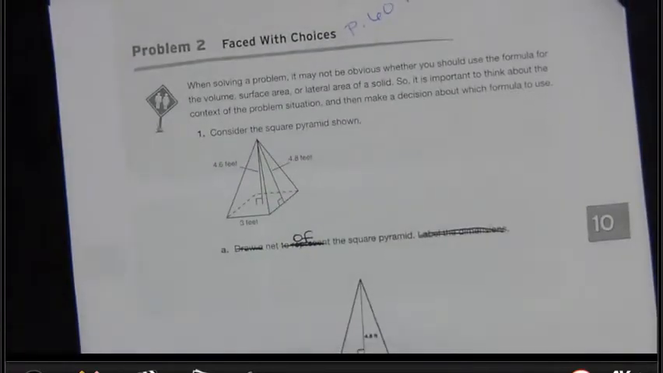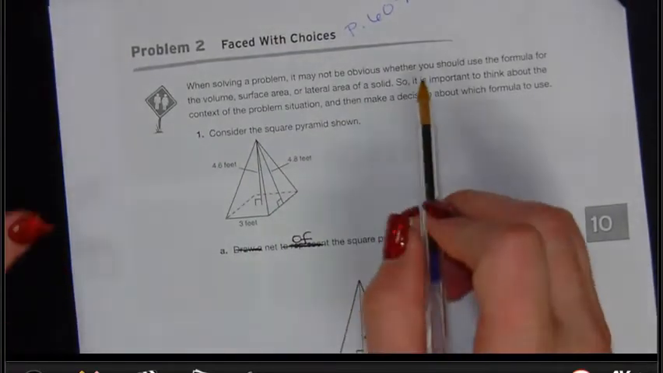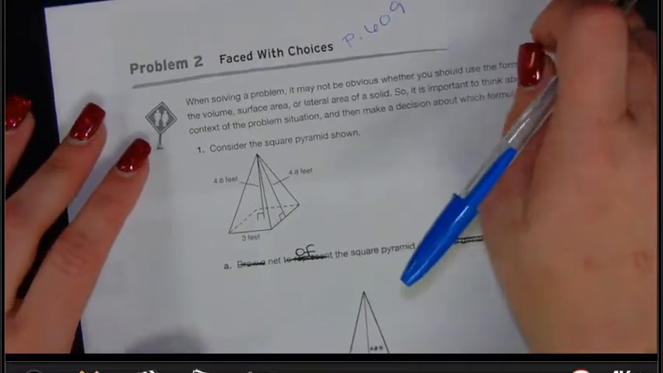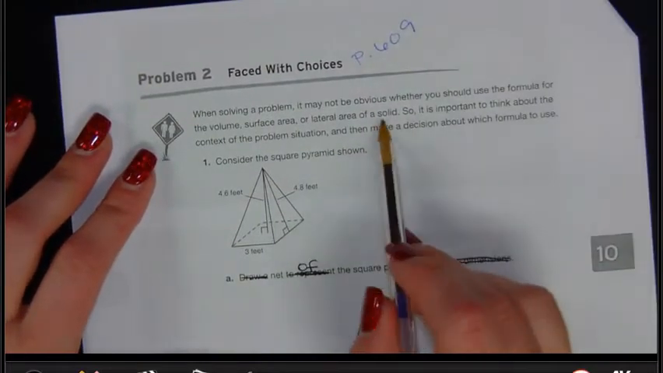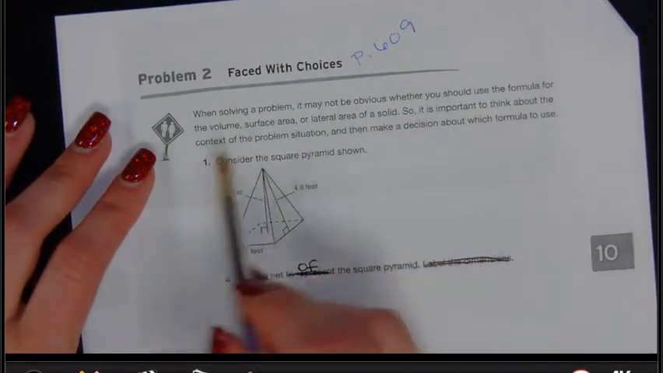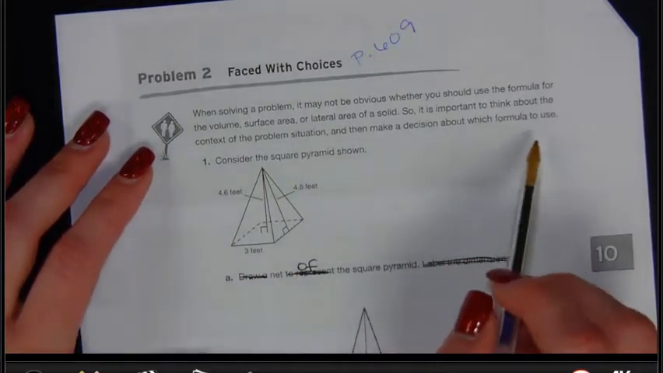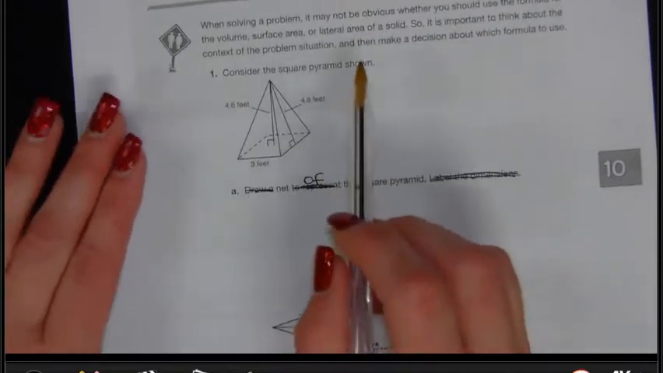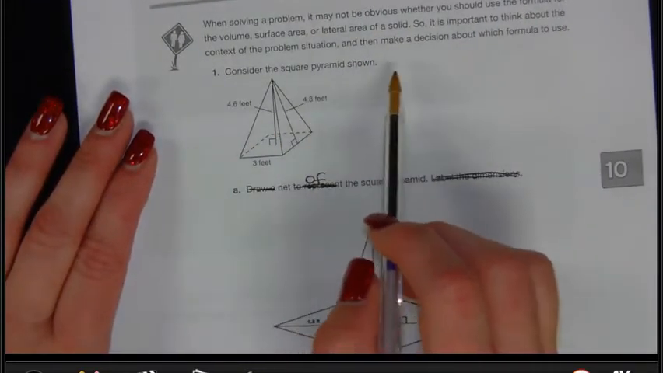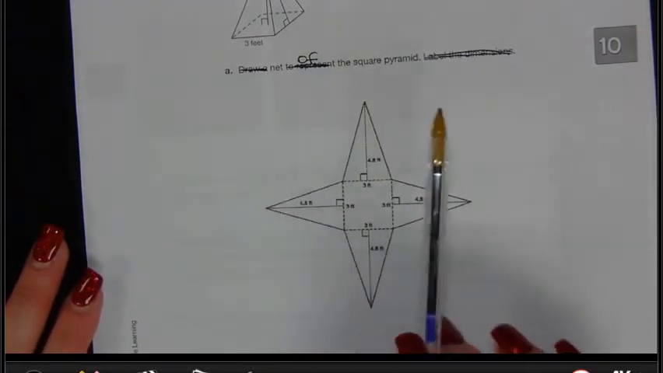All right, so when solving a problem, it may be obvious or may not be obvious whether you should use the formula for volume, surface area, or lateral area of a solid. So it's important to think about the context of the problem situation and then make a decision about which formula to use. Okay, so problem number 1, I have a square pyramid shown, and in your textbook, you do not have this already drawn. You have just a blank statement where it says draw a net of a square pyramid.